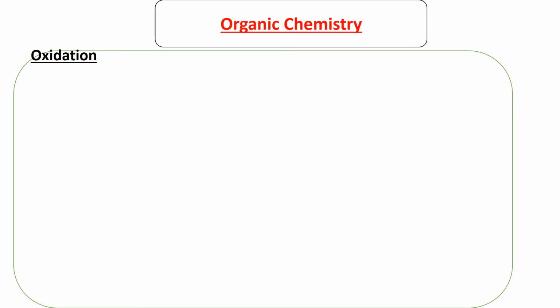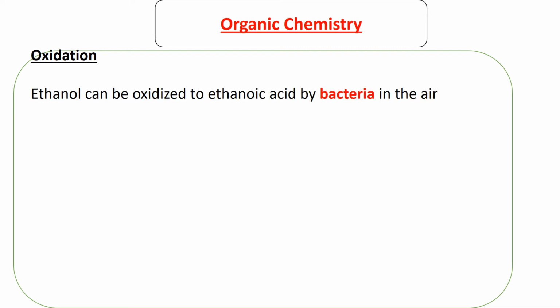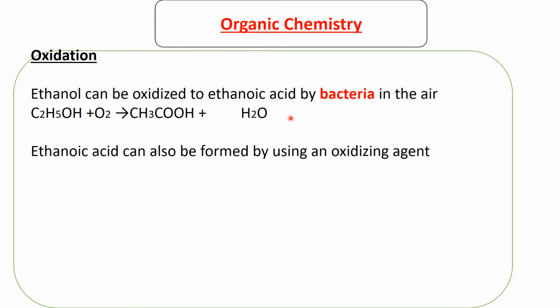The second is oxidation. So this oxidation is the one we were trying to prevent when we were doing fermentation. Ethanol can be oxidized to ethanoic acid by bacteria in the air. So long as there is air and there are bacteria in the air, they can oxidize ethanol to ethanoic acid. So this is the reaction where ethanol turns into ethanoic acid and also produces water.